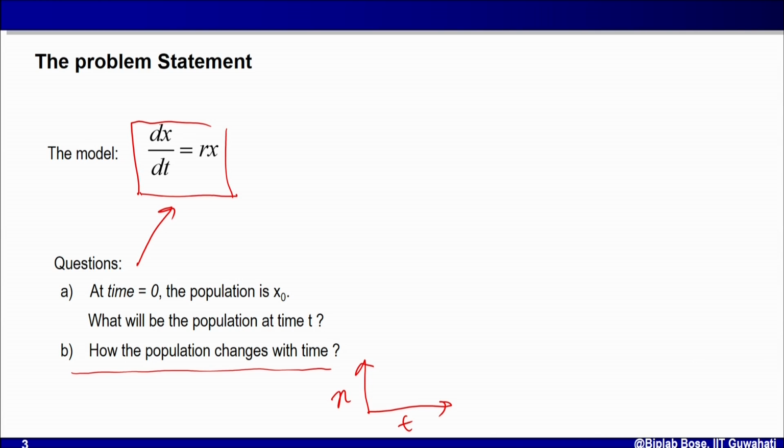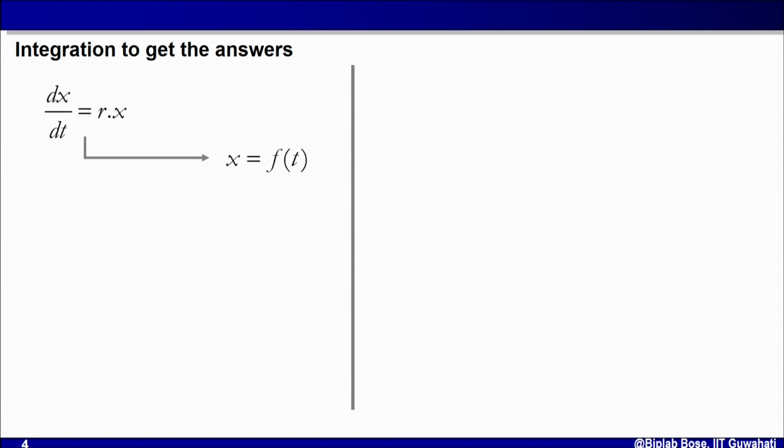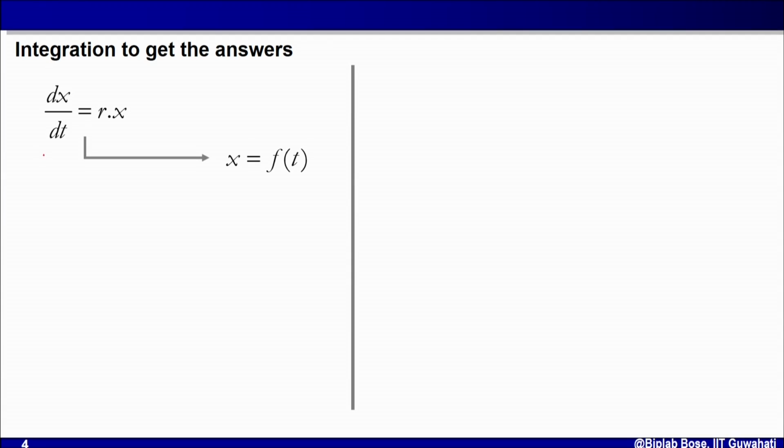If you remember what we did in the last module, we essentially integrated this ordinary differential equation to generate the function x as a function of time. And once we got that function, we can answer these two questions. So here, we will try to integrate this ordinary differential equation to get this function. How will we start? Very simple.